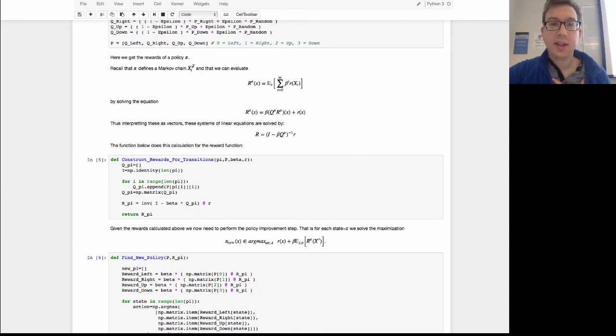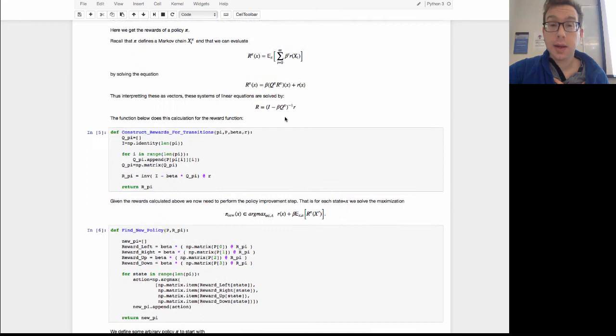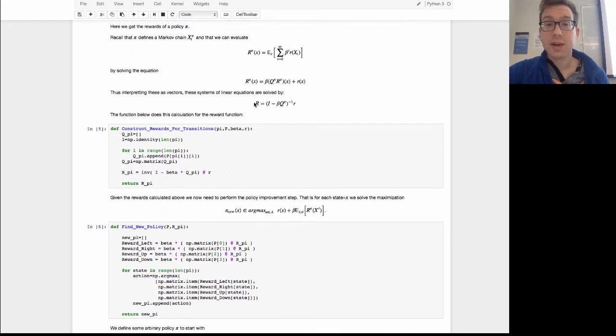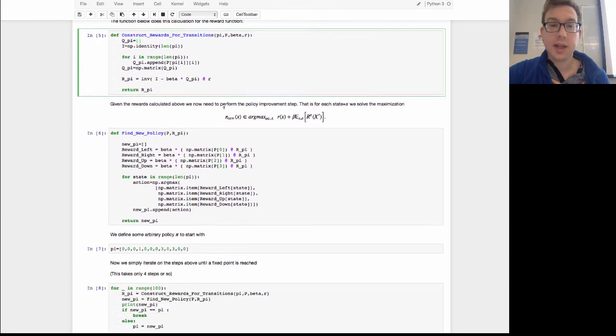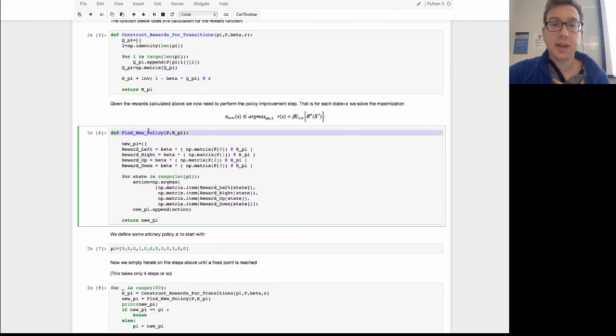And then here I explain what the bit of code is doing. We're noticing that if I've got a policy, it's a reward function for a Markov chain that solves this equation. Then in order to solve that equation, I just need to do an inverse. So that's what this does. It does the inverse part for me. So that's the policy evaluation step. And then there's a policy improvement step in this function here.